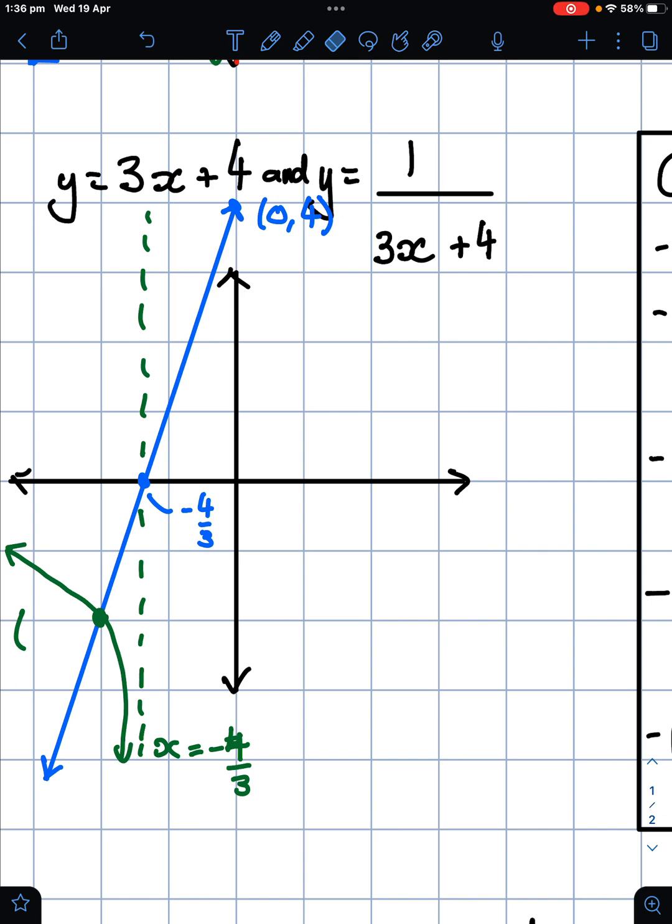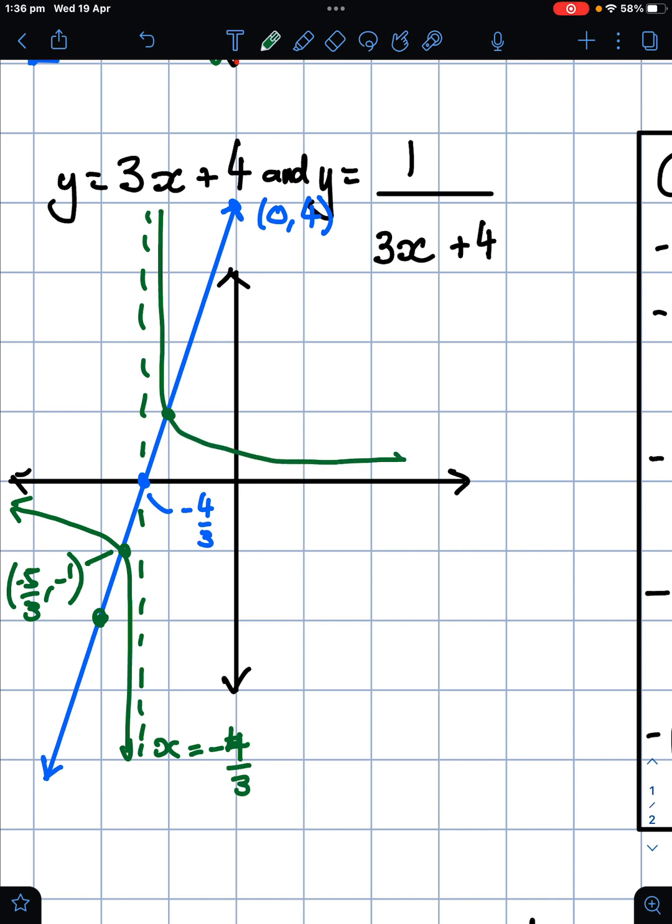And that would be -4 over 3. Let me just get rid of these. Okay, so that bit's right, but we actually find that the intersection is here at -1, and it comes out here. So this coordinate here is not -4 on 3, it's -5 on 3, and -1. And then this coordinate here is where they intersect, which ends up being -1 and +1.